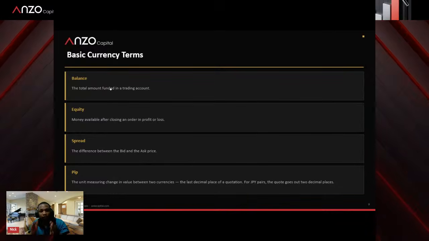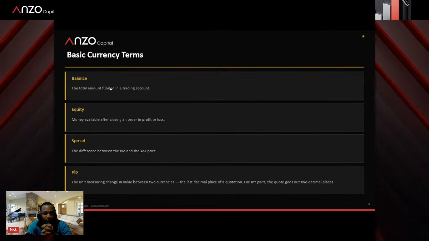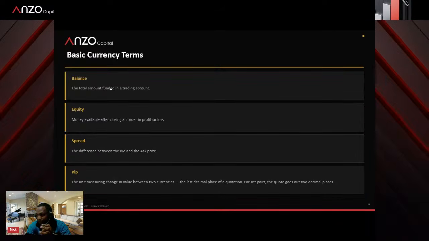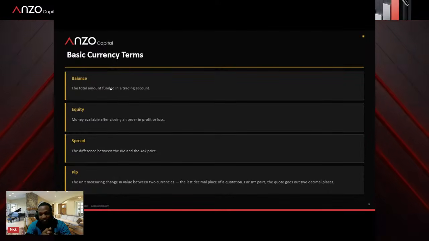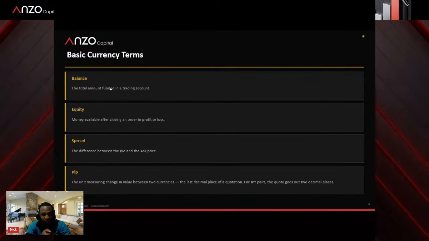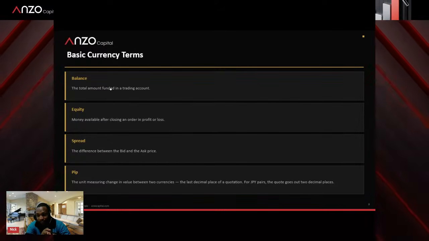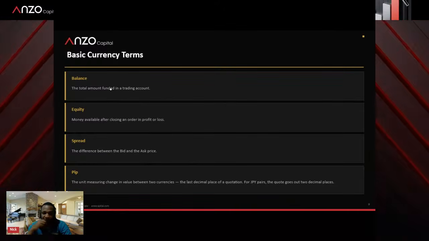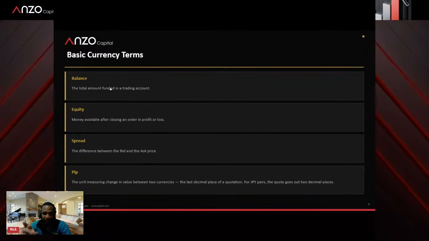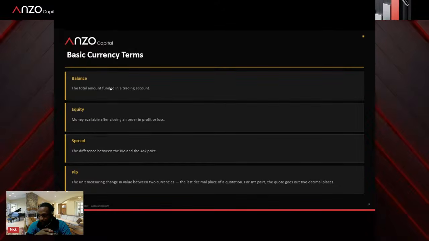So basically, in the forex market, balance is the total amount funded in a trading account, right? This is another difference in the forex market. What you fund in your trading account, that is what we call balance. It's no longer what is remaining after buying something with your $1,000. Now it's no longer that, right?